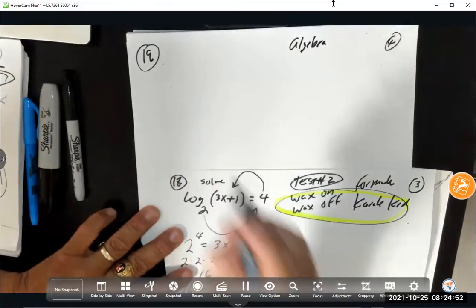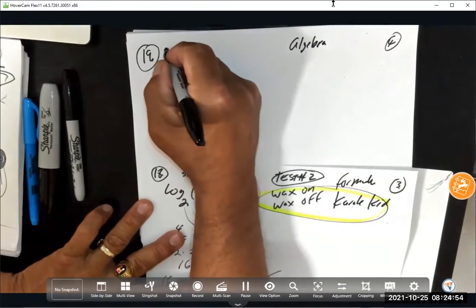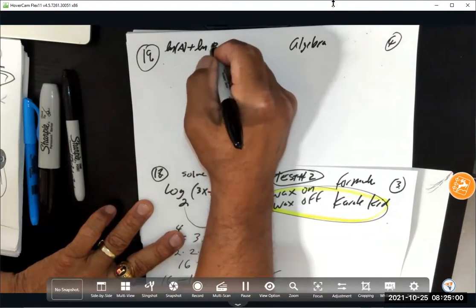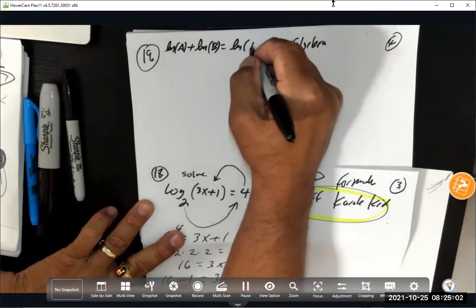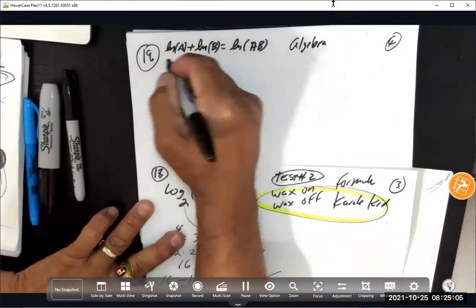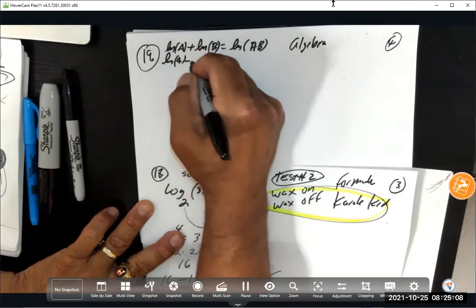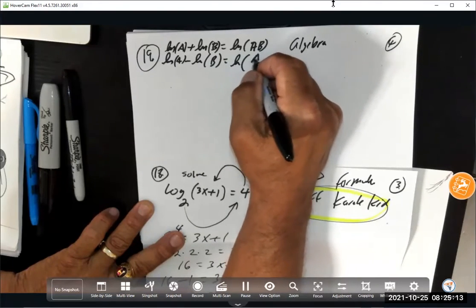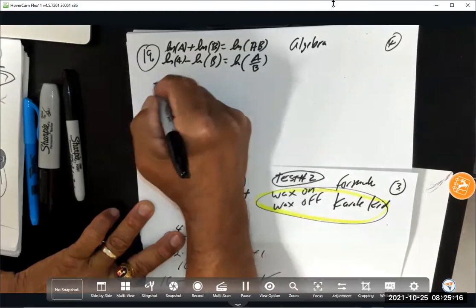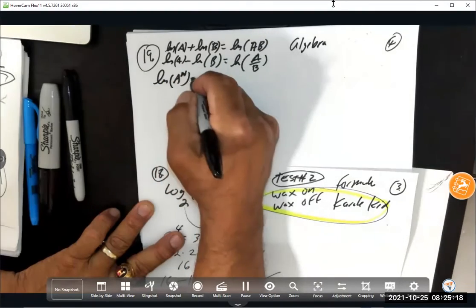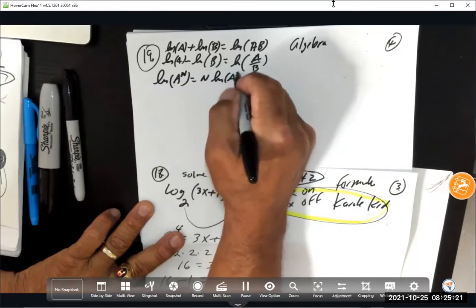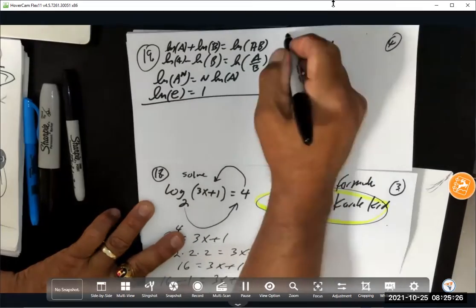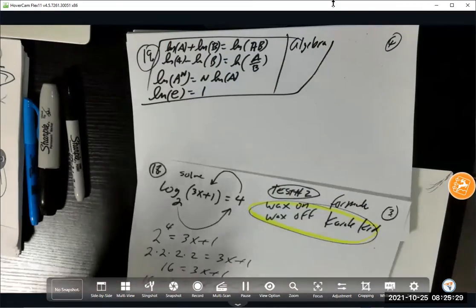Okay, let me put this one again. All right, log of A plus log of B becomes log of A times B. We did that last time, but I'm going to do it again. And log of A minus log of B can convert to ln of a fraction, A over B. And then the log of A to a power n is n log of A. And then one more, ln of e is 1. These are formulas that we did last time in the review, but let me just put them again, okay?